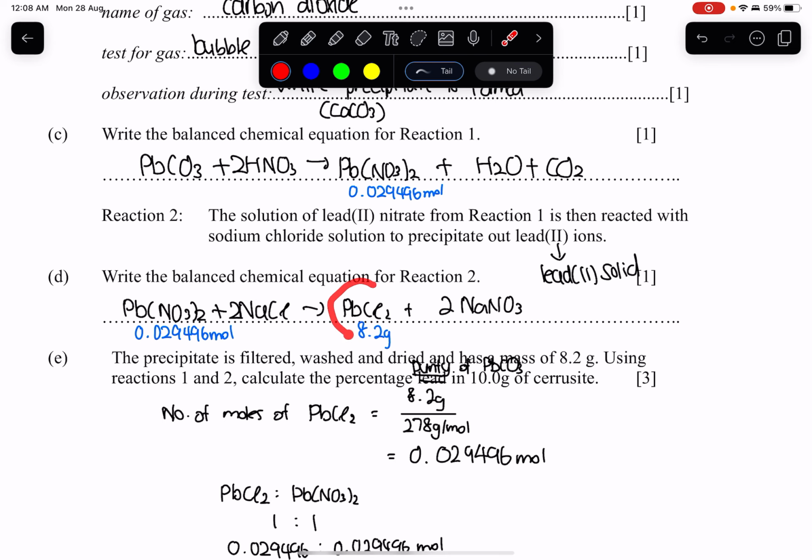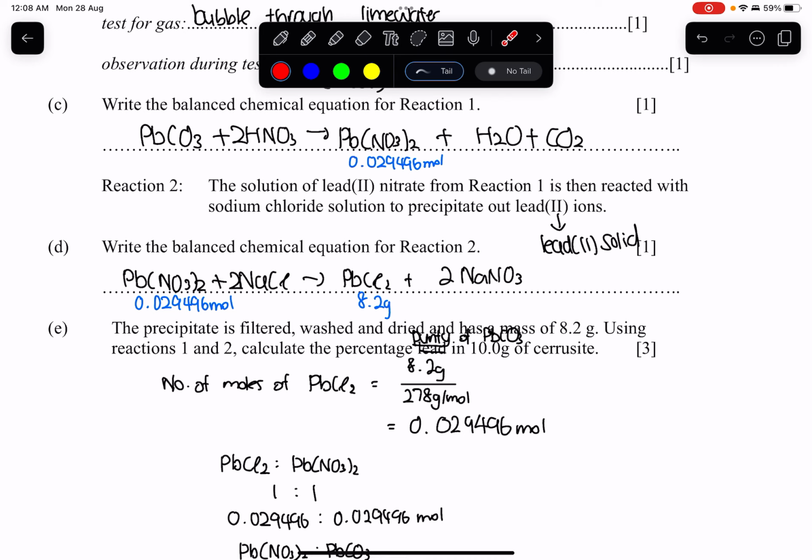So they are referring to the solid. Okay, so do not need to write. Okay, just follow what the question says. The question wants a chemical equation, so give them a chemical equation.